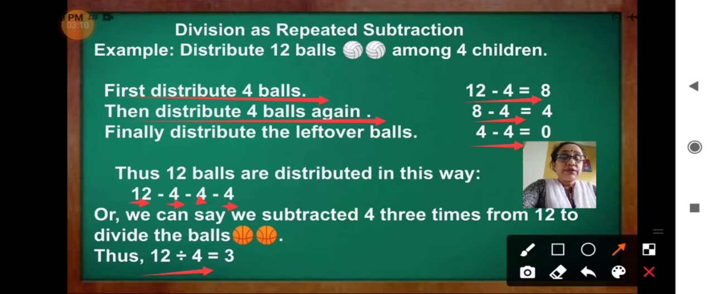How did you get the 3? You divided 12 by 4. So, you have to say the multiplication table of 4 to get the quotient. Say the tables. 4 ones are 4, 4 twos are 8, 4 threes are 12. So, 3 is the quotient. Okay.